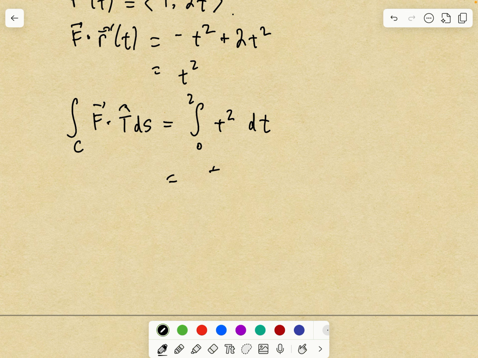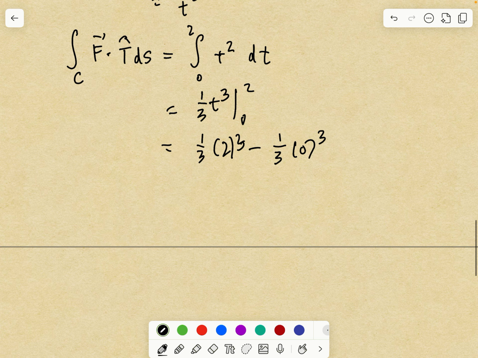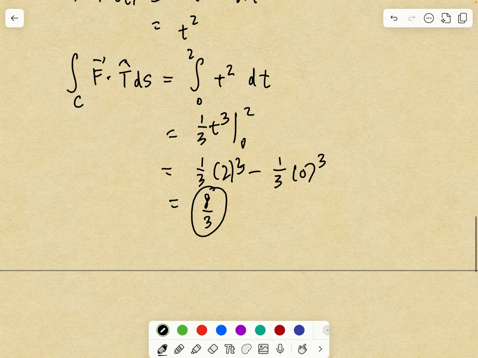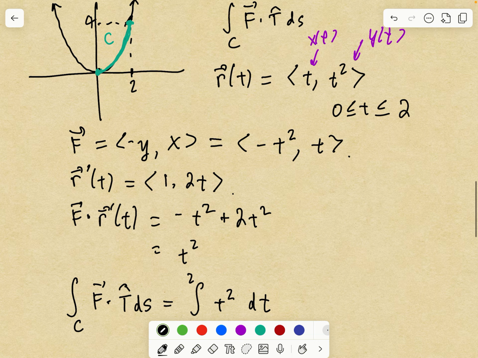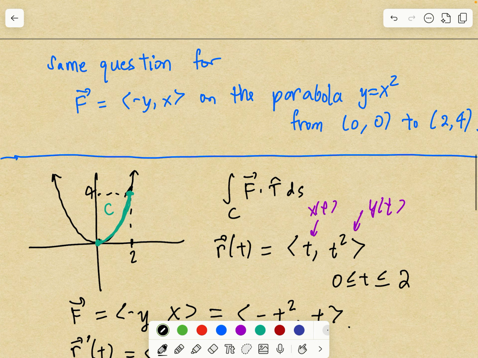The integral is t cubed over 3 from 0 to 2, and that's 1/3 times 2 cubed minus 1/3 times 0 cubed, that's 8 over 3. And by the way, that's the answer to the problem.